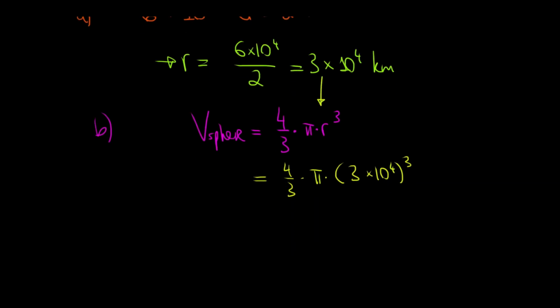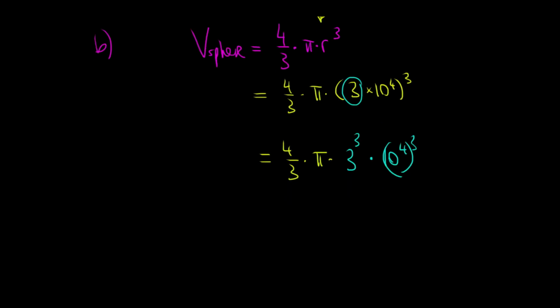Keep working. We have 4 over 3 times pi, and then when you raise a multiplication to a certain power, you're just going to write each element and the power. 3 to the power 3 times 10 to the power 4 to the power 3. Keep solving. That's going to be 4 over 3 times pi times 27 times 10 to the power 12, because I have to multiply those powers. Then you can do some simplifications.